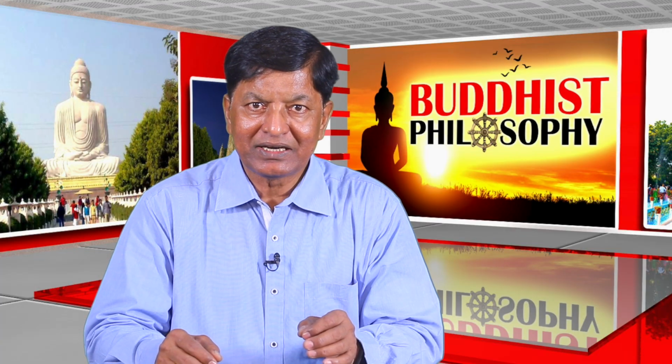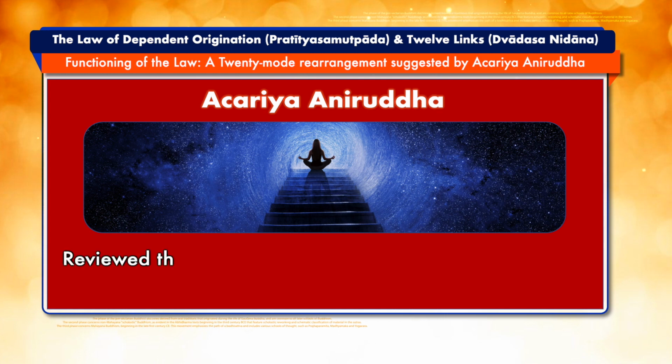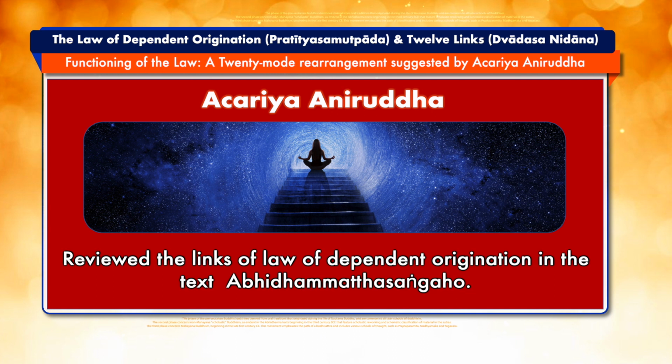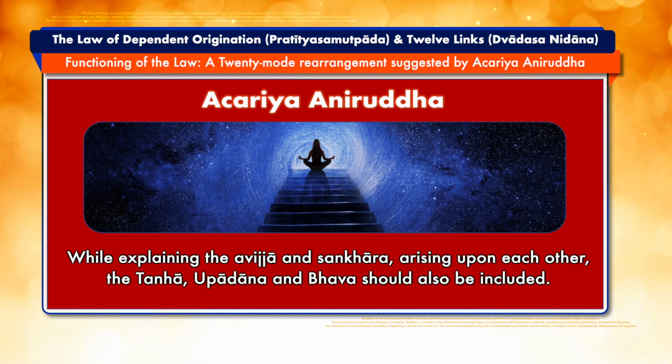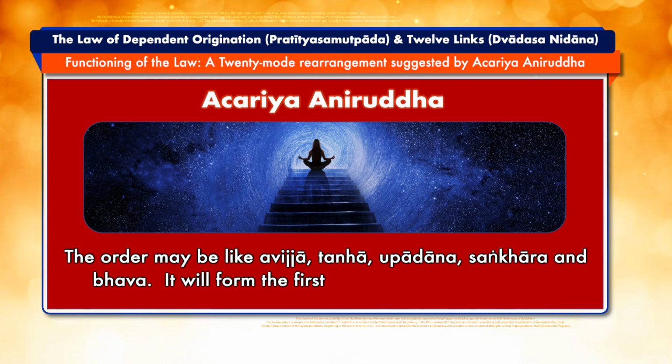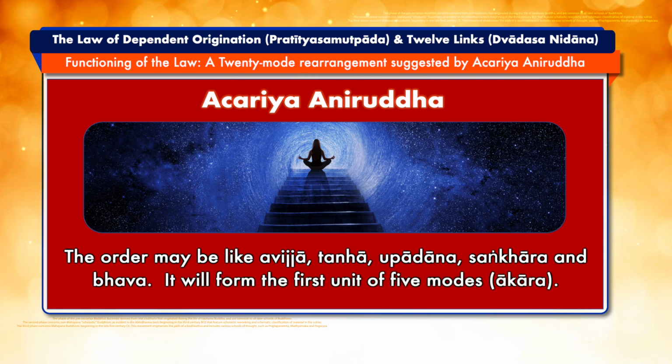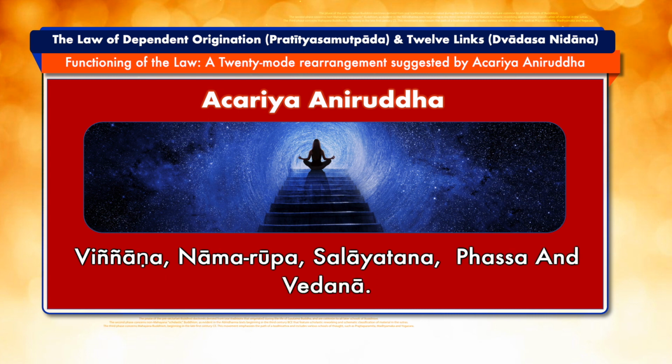Let us discuss the functioning of the law, a 20-mode rearrangement as suggested by Acharya Aniruddha. The Abhidhammikas have attempted to throw light on the functioning of the law of dependent origination, paṭiccasamuppāda. Acharya Aniruddha has reviewed the links of the law of dependent origination in the text Abhidhammapiṭaka. He says that while explaining avidya and saṅkhāra arising upon each other, the tanha, upadan and bhava should also be included. The order may be like avidya, tanha, upadan, sankhara and bhava. It will form the first unit of the 5 modes, akara. The second unit in this way will be namarupa, salayatana, phassa and vedana.